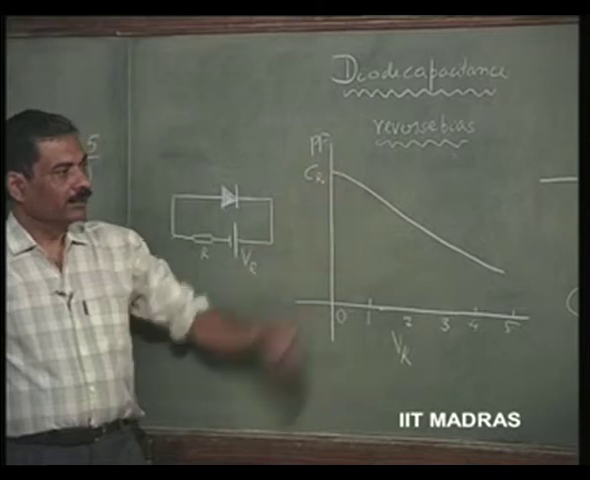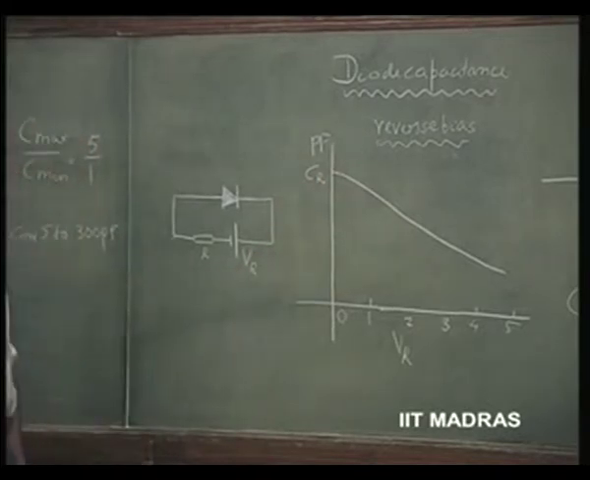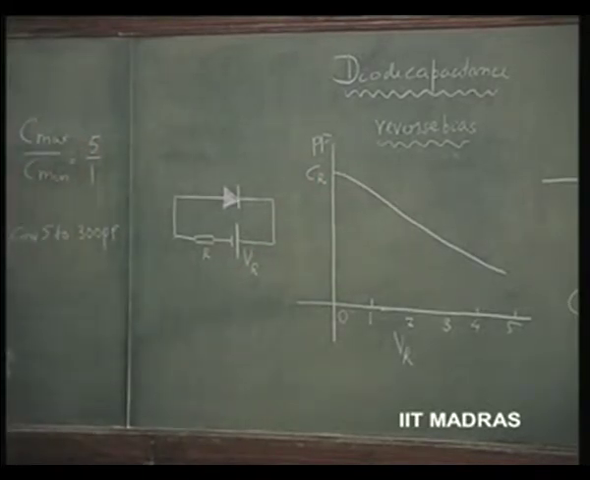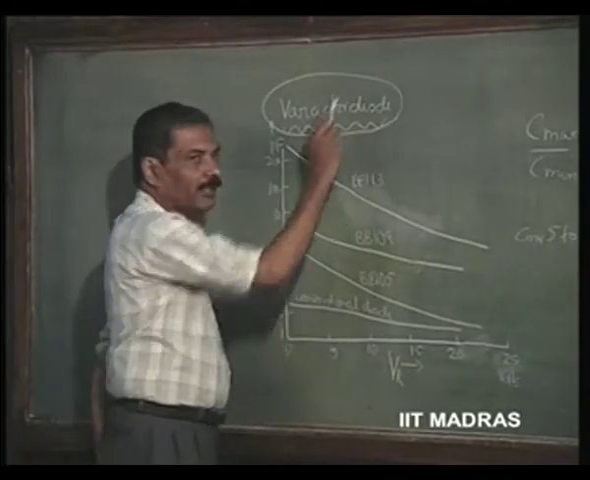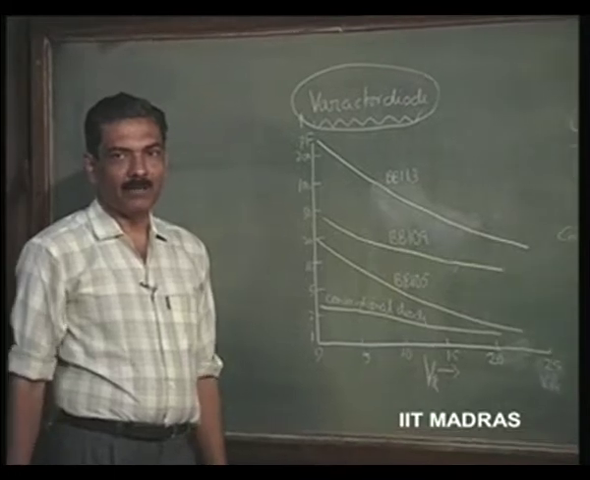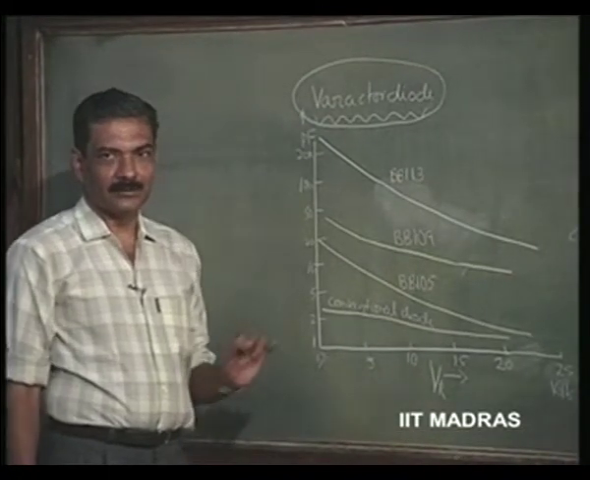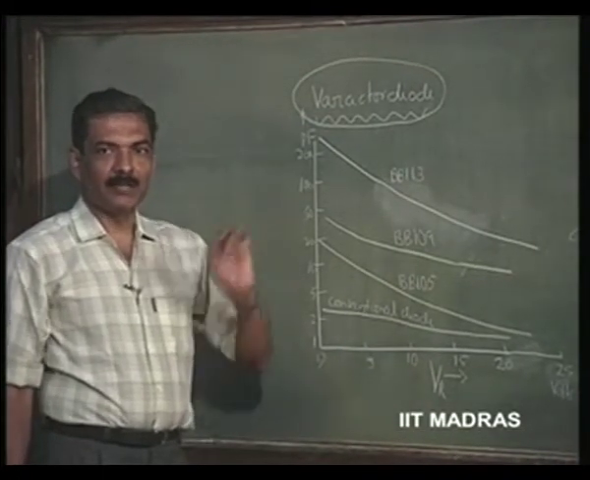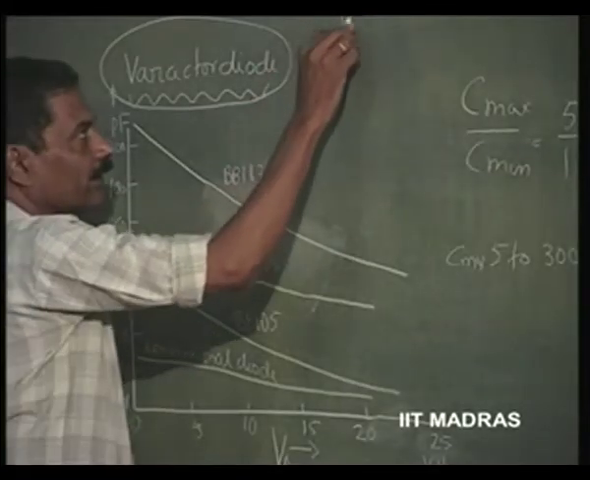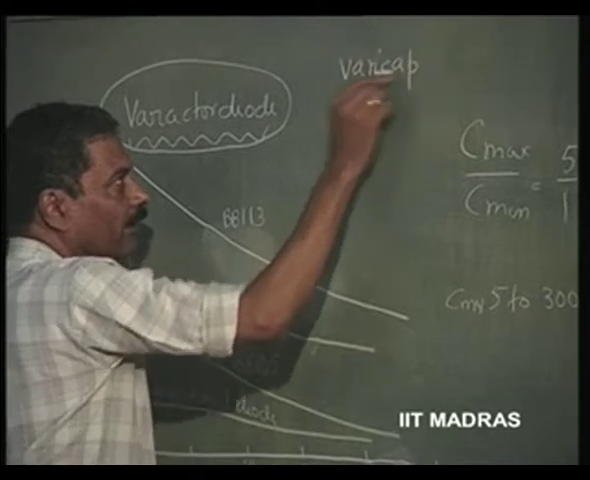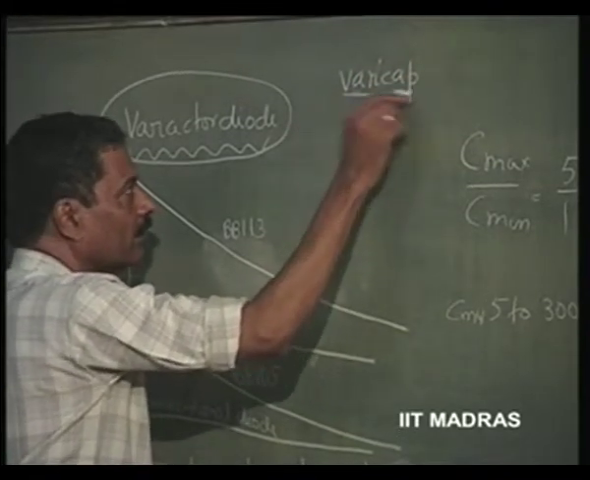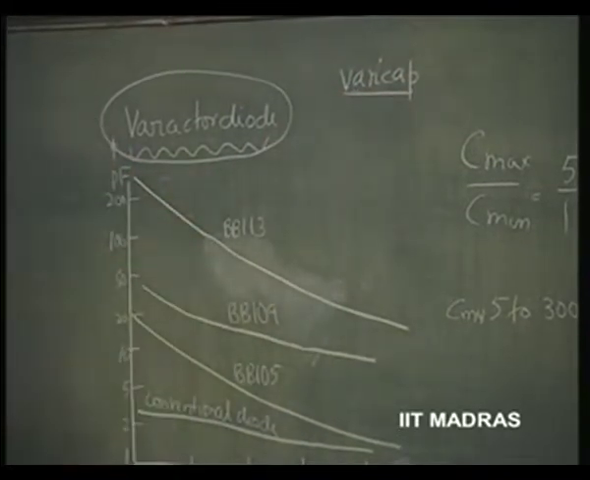Okay. So, this diode therefore is called Varicap or Varactor diode. Varicap, variable capacitance. So, either you call it Varicap, variable capacitance, or Varactor diode.